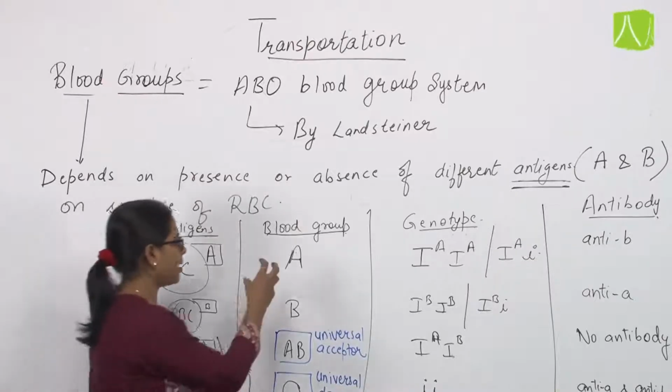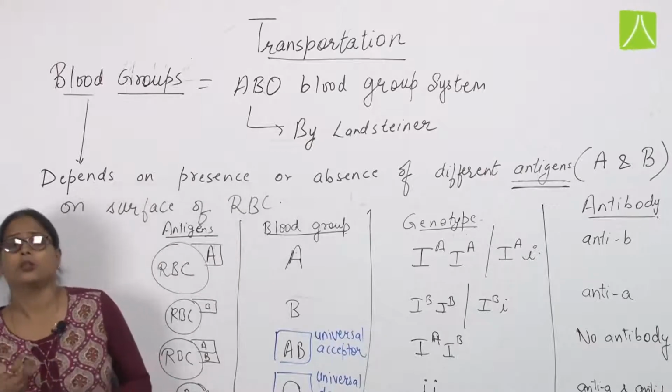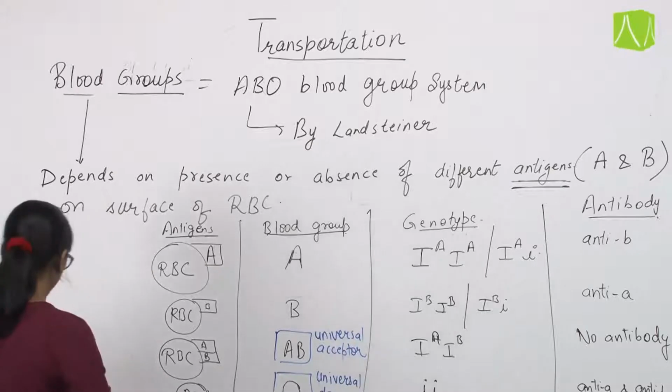This is about the blood groups A, B, AB and O. Now the question arises: how is a blood group considered positive or negative? So there is another antigen.